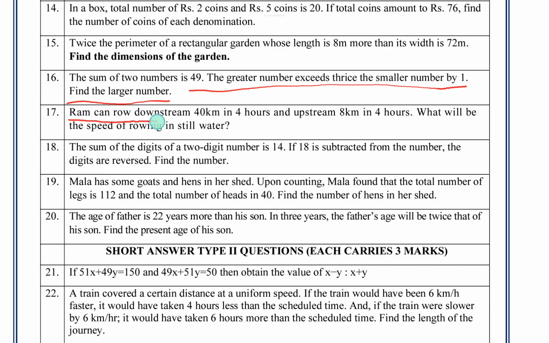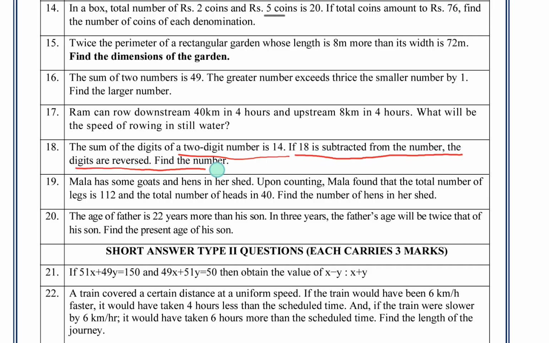Ram can row downstream 40 kilometers in 4 hours and upstream 8 kilometers in 4 hours. What will be the speed of rowing in still water? The sum of the digits of a two-digit number is 14, and if 18 is subtracted from the number, the digits are reversed. Find the number.